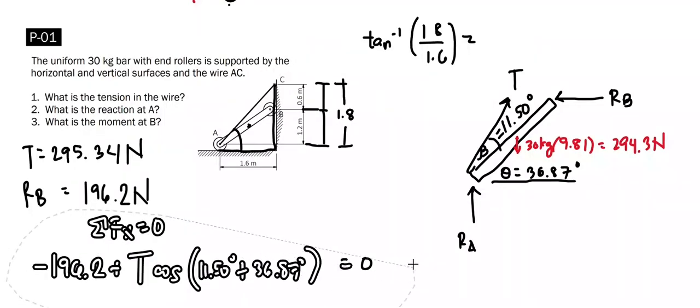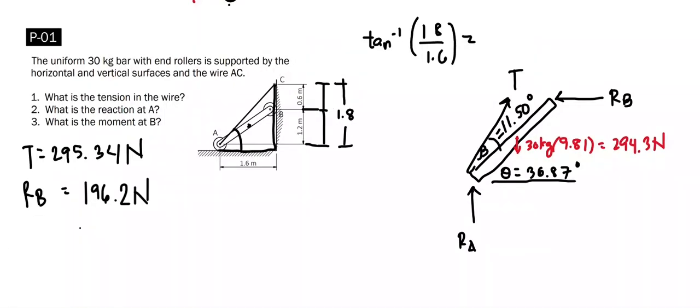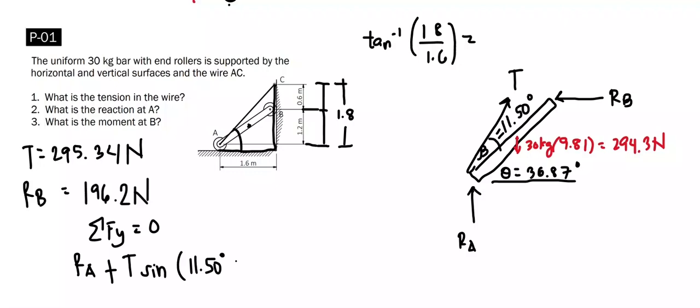And then lastly, we will solve for the reaction at A by taking summation force vertical equal to 0. So we have the reaction at A going upwards, so it's positive, plus the tensile force T, and it has a component acting vertical, so we take the sine of the tensile force T, that's T times sine of 11.50 degrees plus 36.87 degrees. And then a force due to its own weight that's going downwards, so we subtract 294.3 newtons, all equal to 0.